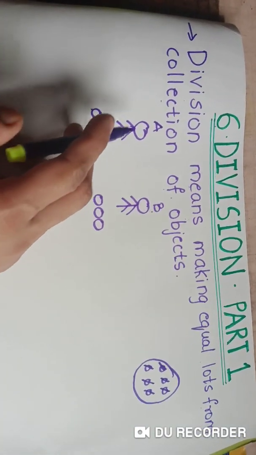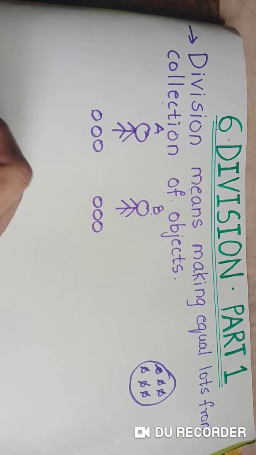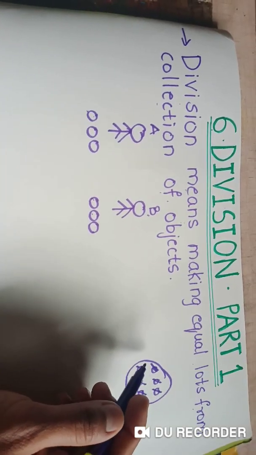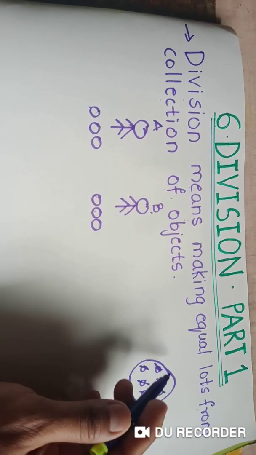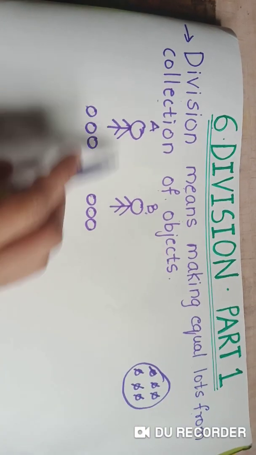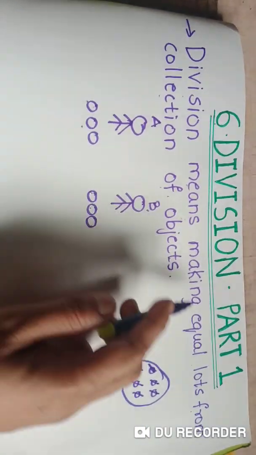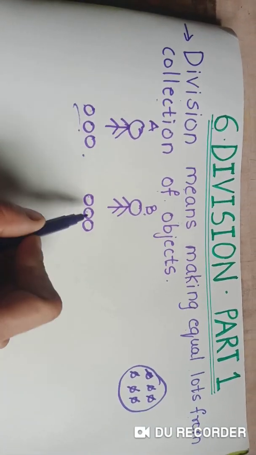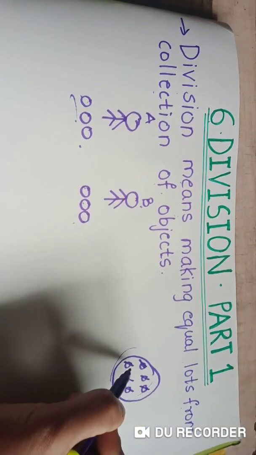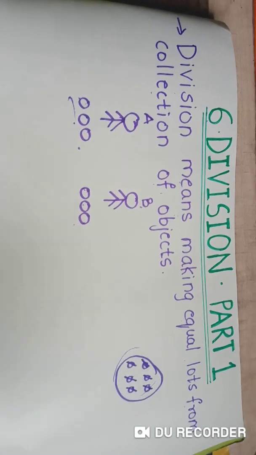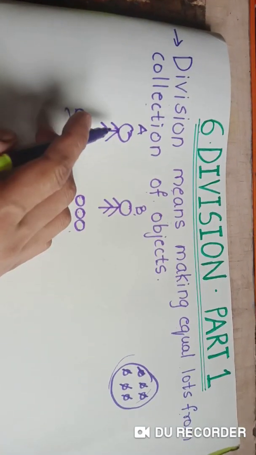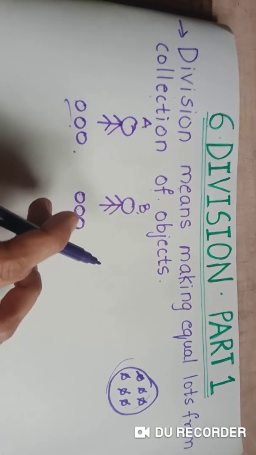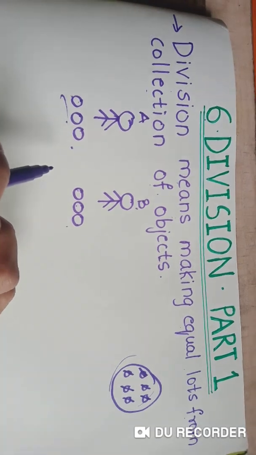How many has A got? 1, 2, 3 chocolates. And how many has B got? 1, 2, 3 chocolates. From this, what do we understand? The 6 chocolates are divided between the 2 children equally. It means that we had made equal lots. This means equal lots we had made from the collection of objects. Have you all understood now? This means we had divided the chocolates between the 2 children. This means division. Have you all understood, dear?